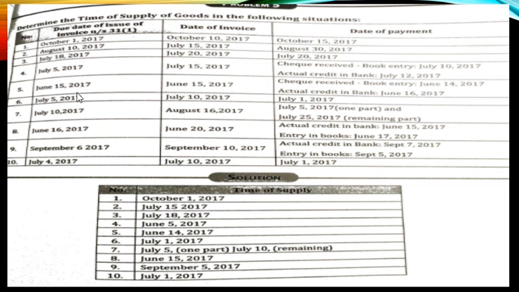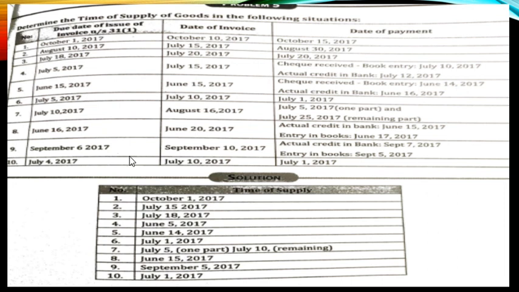Next, the fifth one: June 15, 2017 is the date of issue of invoice, and the date of invoice is June 15, 2017. Then the check, book entry, is June 14, 2017. Actual credit in the bank was on June 16, 2017. So among these, which is the earliest? The earliest is check received, where the book entry is June 14. So June 14, the earliest transaction, will be considered as time of supply.